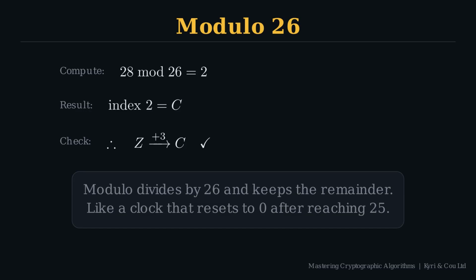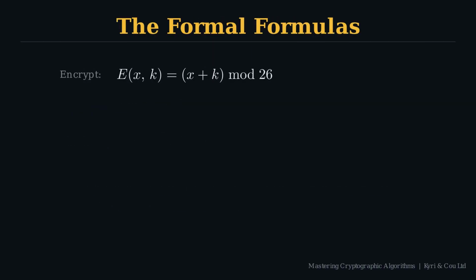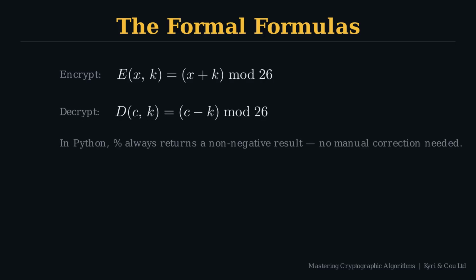Think of it like a clock. After 12 comes 1. The count wraps around. Our alphabet works the same. After index 25 comes 0 again. Modular arithmetic is the mathematics of this cyclic counting. We can now write the Caesar cipher as a formal function. To encrypt letter X with key K, add K to X, and reduce modulo 26. Decryption is the inverse. Subtract K instead of adding it, still modulo 26. Python's percent operator handles negative results automatically, so no extra correction is needed.